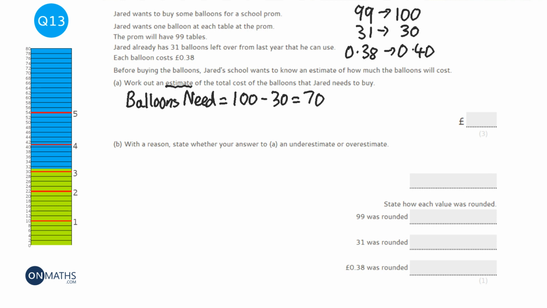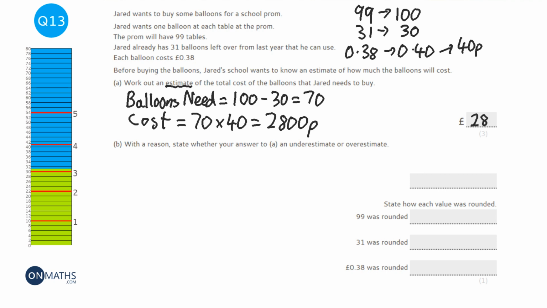Now each balloon costs 0.40 or 40p. So what I'm going to do is treat that 0.4 pounds and make that 40p, so the calculations are easier. So we need 70 balloons, they cost us 40p. So we're going to do 70 times the 40p. Now 7 times 4 is 28. And then we've got a 0 for the 70 and a 0 for the 40. So that's in pence, so it's going to be £28.